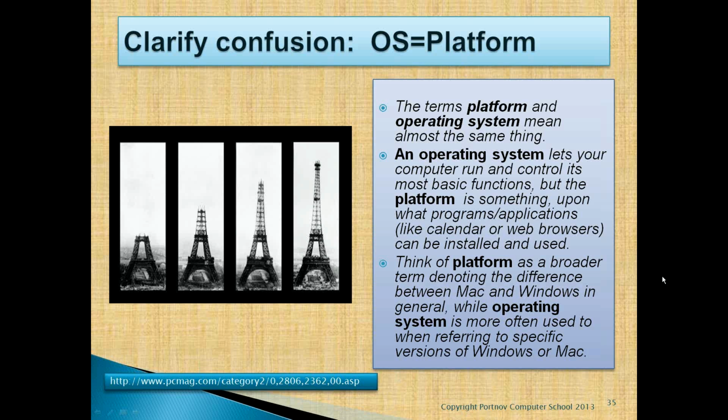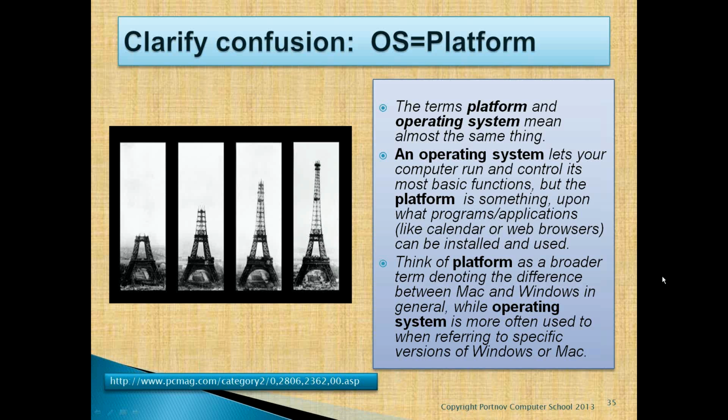I found a very good picture of how the Eiffel Tower was built, and I think it's a very good explanation. We all understand that the base is a fundamental thing, it's a platform. It's something upon which programs and applications can be installed and used. An operating system is no more than a set of first-executed software programs that let your computer run and control some of the most basic functions.